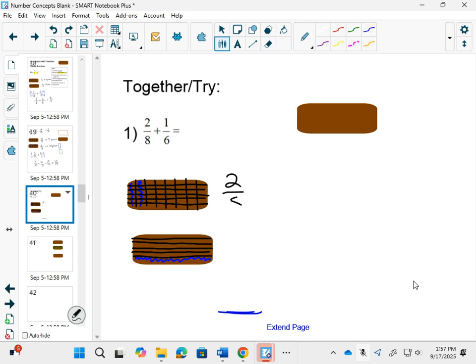2 out of 8 is how many pieces? Now that I've got them, that's why I did it in blue. We can count 1, 2, 3, 4, 5, 6, 7, 8, 9, 10, 11, 12. Do you agree with that? 12 pieces.